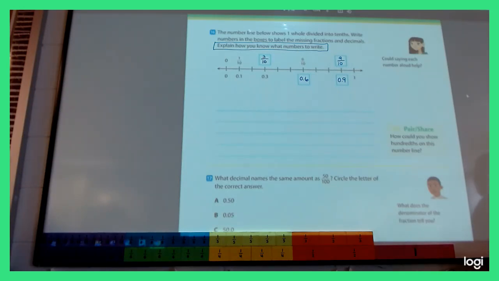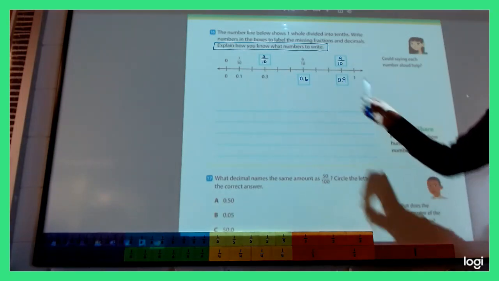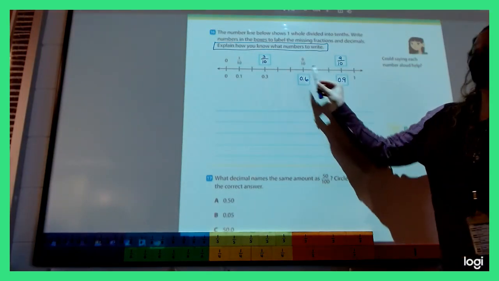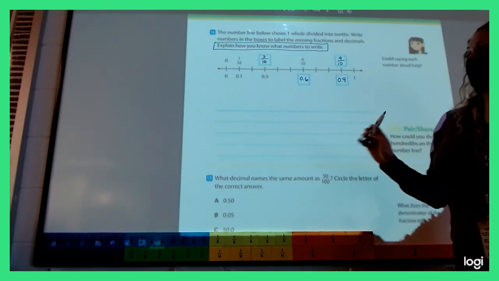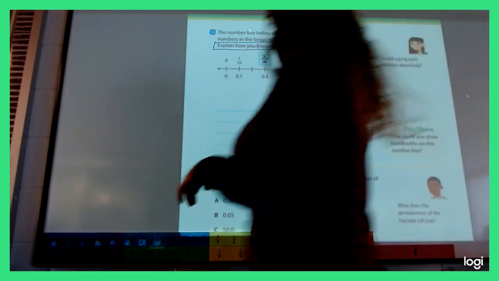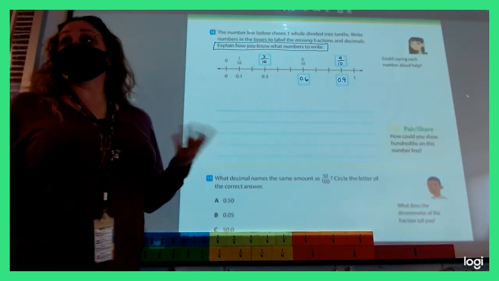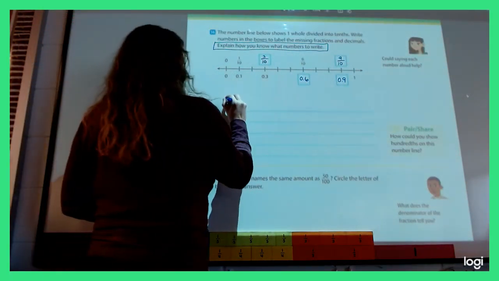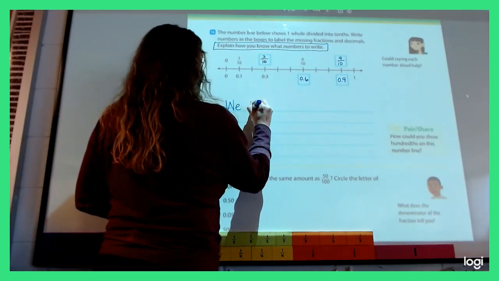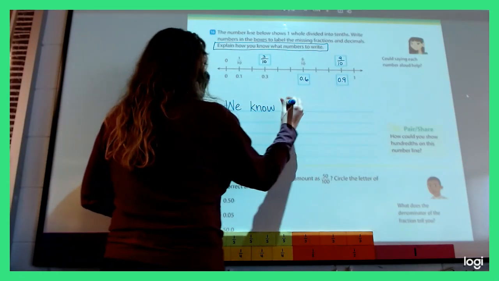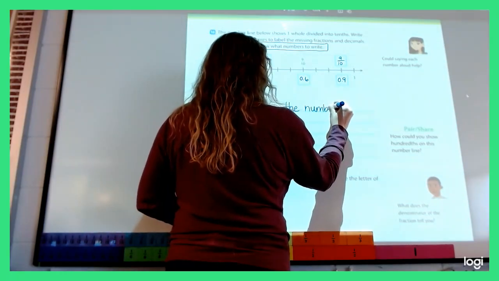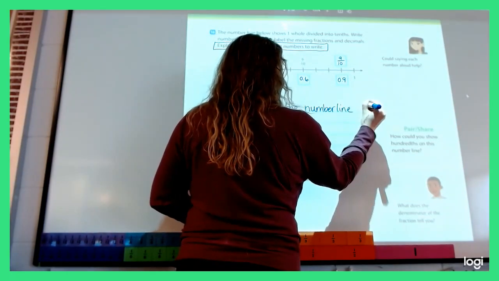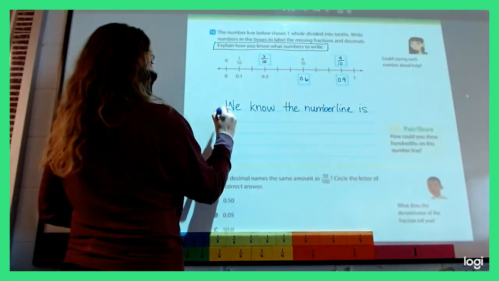All right, I really like Josiah's explanation. He used two different things. First of all, we knew this was 0.9 because we can count, right? Basically, we said, well, this would be 7/10, 8/10, 9/10. So we know that our number line is counting up by tenths. That's a good way to begin. So please write with me. We know the number line is counting by tenths.